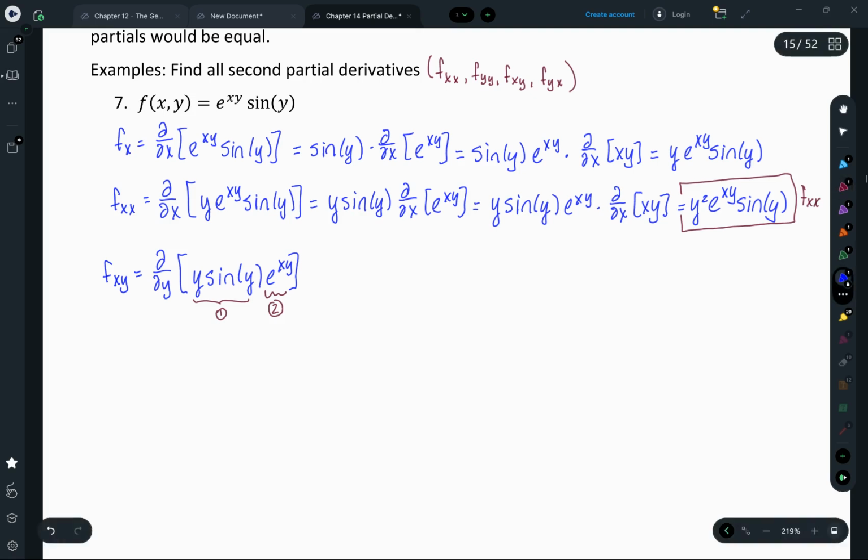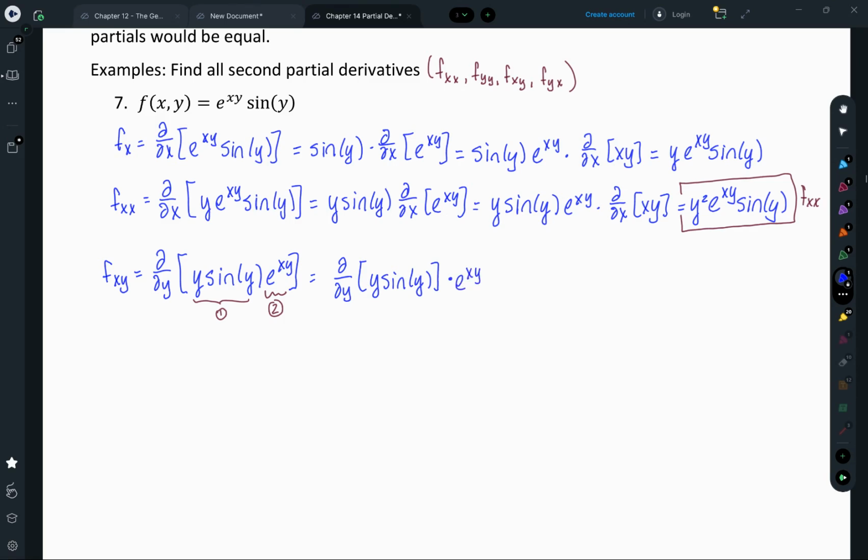So if I'm doing a product rule, I do the derivative of the first. So I get del y of y sine of y times the second function, which is the e to the xy, plus the first, which is the y sine of y, times the derivative del y of the second, e to the xy. Okay, so now I can really see how I'm going to handle that y sine of y, because in order for me to take del y of y sine of y, I have another product rule.